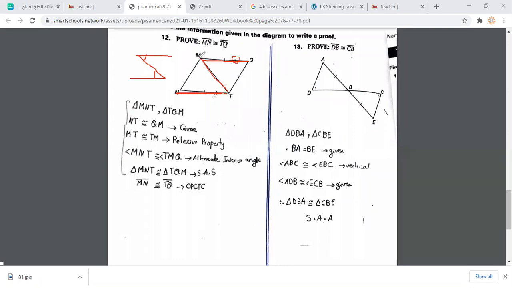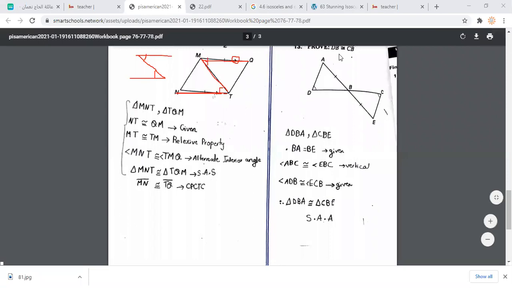Then MN is parallel with NT. So we have this angle congruent with this angle, right? And already he said that MQ equals TN. Where is the third side, or the third condition, which we are looking for in this question?